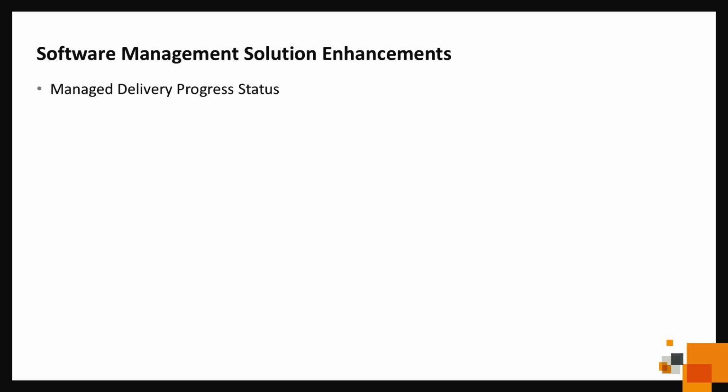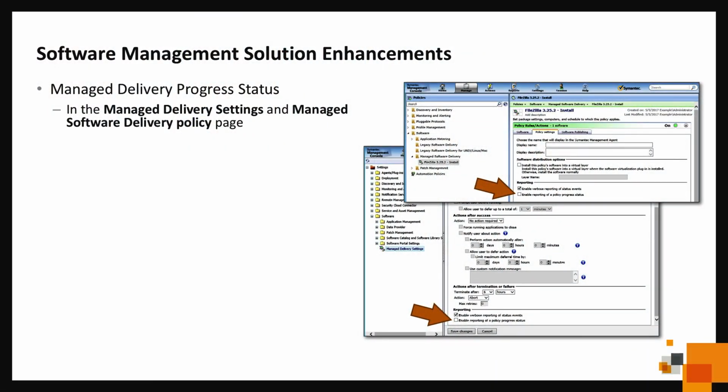So we now have managed delivery progress status. Okay, so yes, we've got all sorts of statuses for software delivery. You think about it, okay, I just requested the package, I just got it, I'm going to install it. We have all of that. We've had it for well over 10 years. But we're introducing progress status to give a little more clarity into, let's say, the life cycle of a piece of software through the organization. So it's in the managed software delivery settings and the managed software delivery policy. Okay, you'll see this right in the bottom, a little checkbox that says, hey, give me this data.